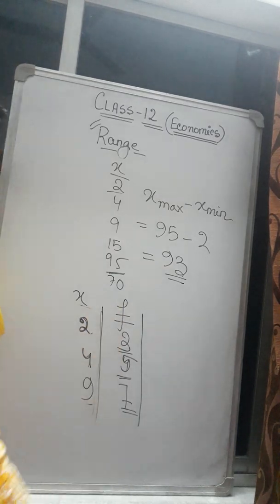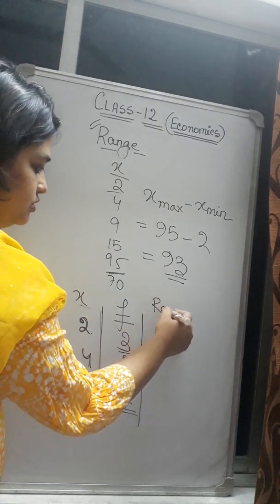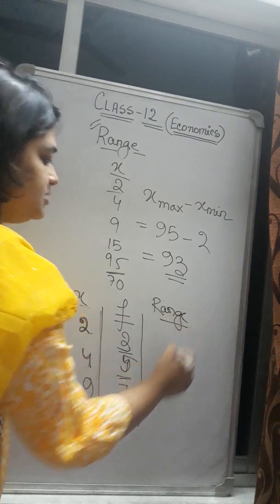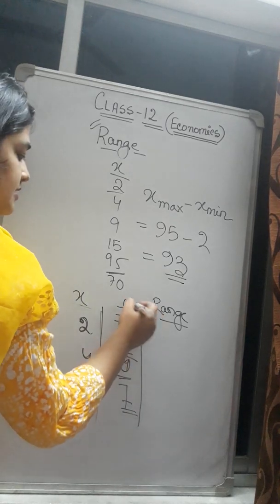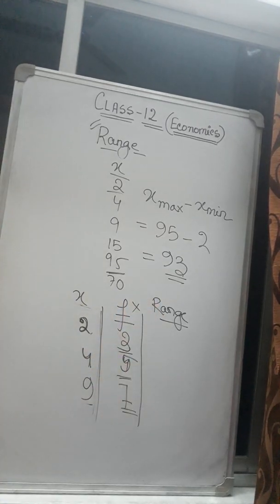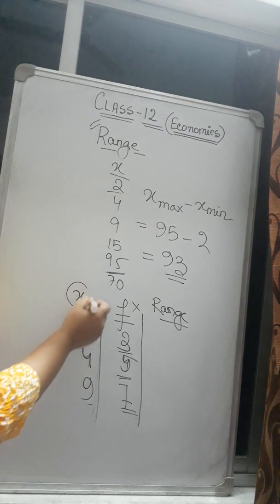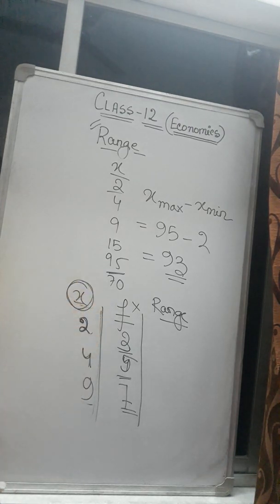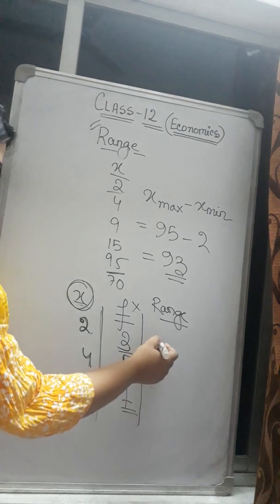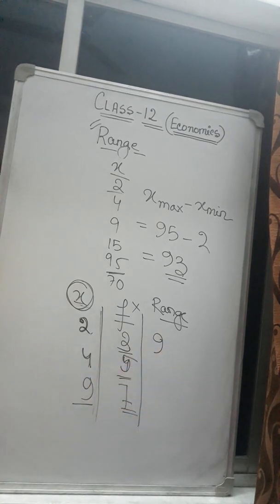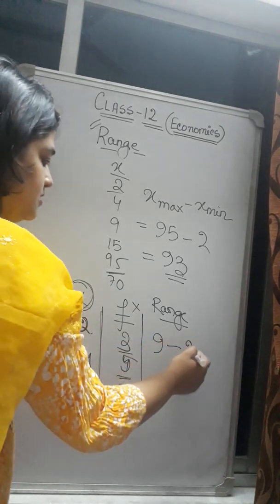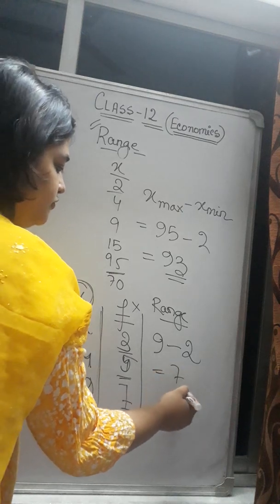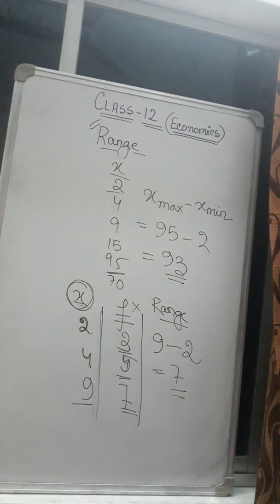Now if you have to calculate the range, there should be no confusion. For range we don't consult the frequency table. We are only concerned with the variability of data. The maximum marks obtained by the students is 9. From there we subtract the minimum marks, that is 2. So the range or variability of the data set is 7.